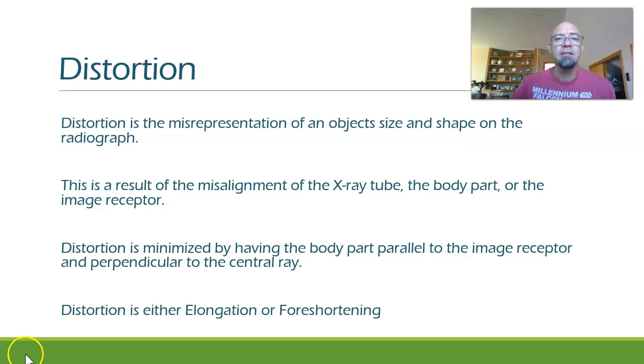In this lecture we're going to be talking about distortion. Distortion is any misrepresentation of an object, whether it be its size or its shape, on the radiograph. So you could almost think that magnification is a form of distortion. It's a form of size distortion. Now, as far as shape is concerned, that's usually a result of some type of misalignment of the X-ray tube, the body part, and the image receptor. So one of those is not really how it should be. And sometimes we can help that, and sometimes we can't.